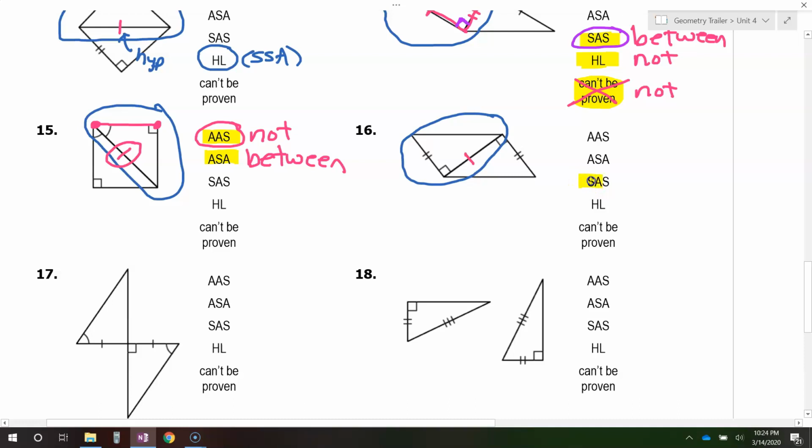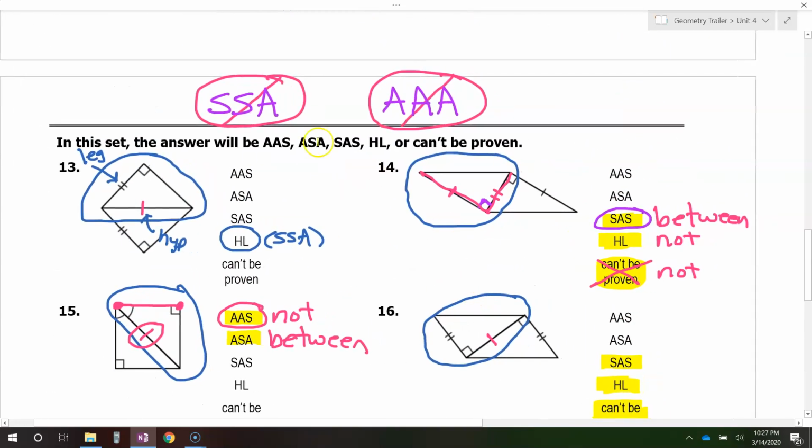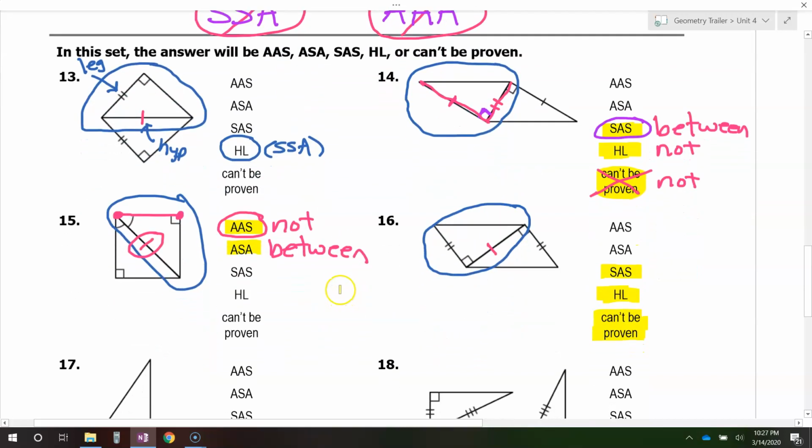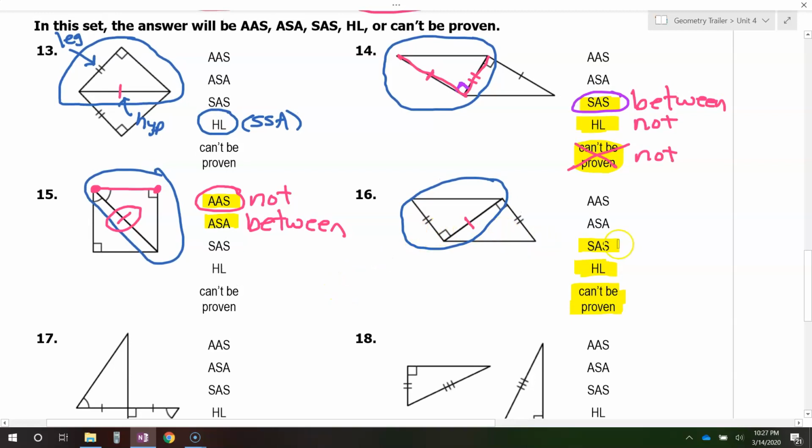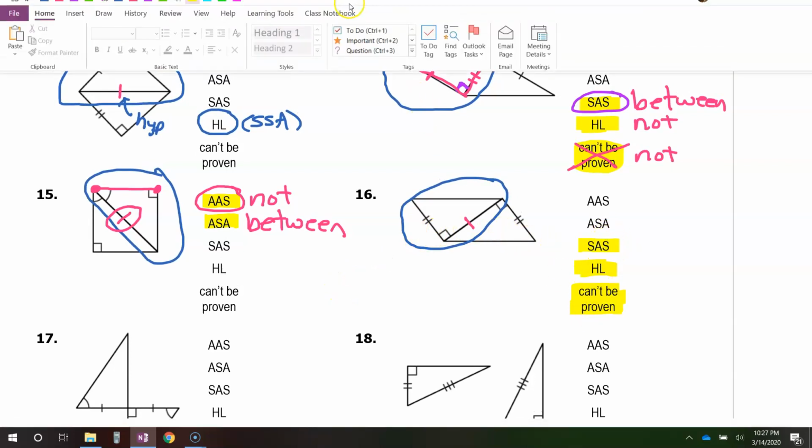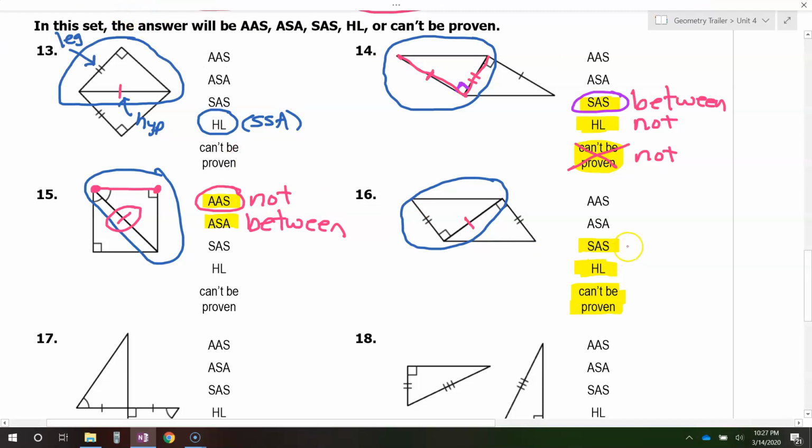So it could be side angle side because that has two sides and an angle. It could be hypotenuse-leg because that has two sides and an angle as well. Or it's possible that it can't be proven because one of the things that does not work is side-side angle, which is two sides and an angle. So when it's two sides and an angle, there are three different possibilities. How can I tell which one is the correct one? Well, this first one, the angle is between the two sides.